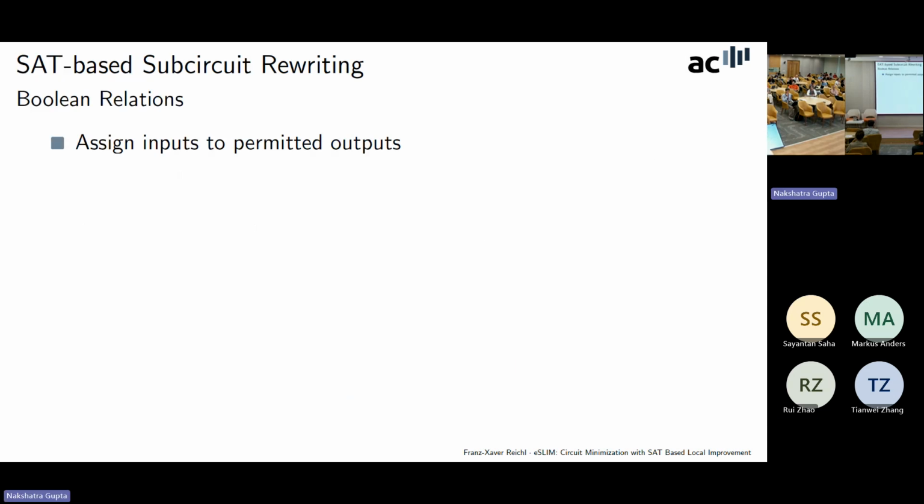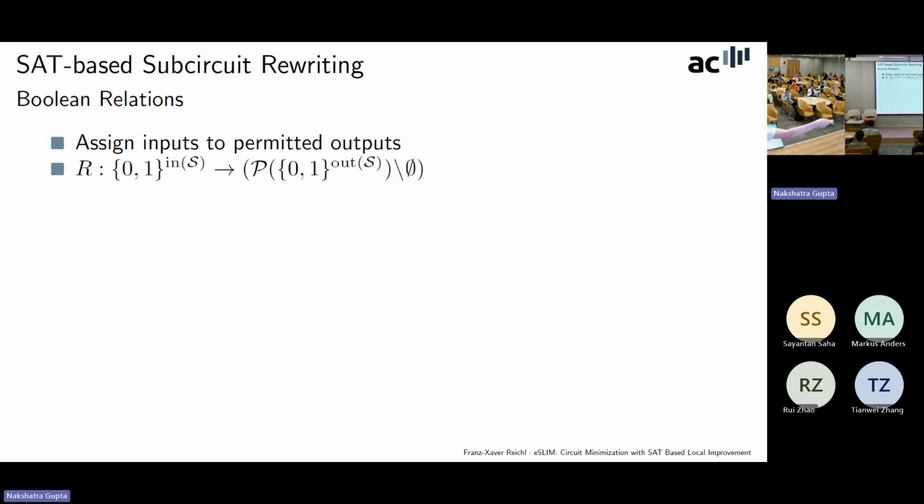So how do we proceed? To compute the replacement circuit, we proceed in two steps. First of all, we compute a representation of the subcircuit, and in a second step, we compute the circuit realizing this representation. To represent the subcircuit, we make use of Boolean relations. Boolean relations are just functions that map assignments of the inputs of the subcircuit to some set of permissible output assignments. This means that for every circuit that yields, for every input assignment, one of the permitted output assignments, we want that this circuit can be used to replace the original subcircuit.